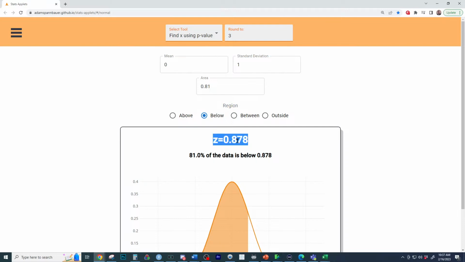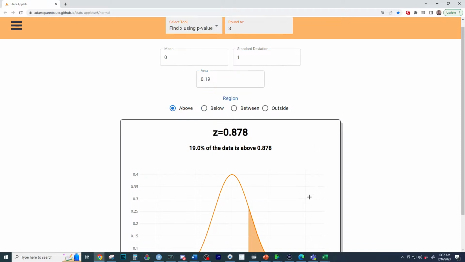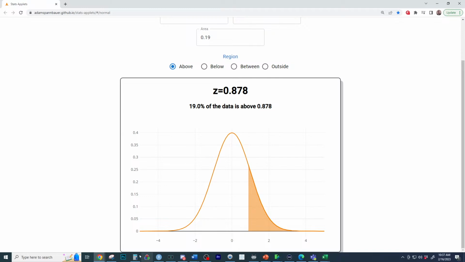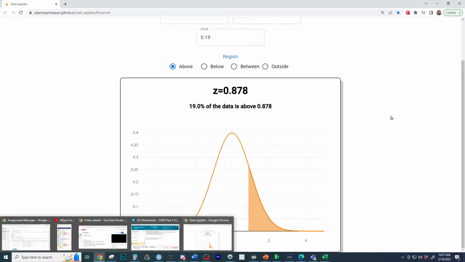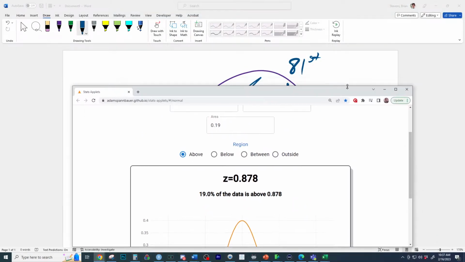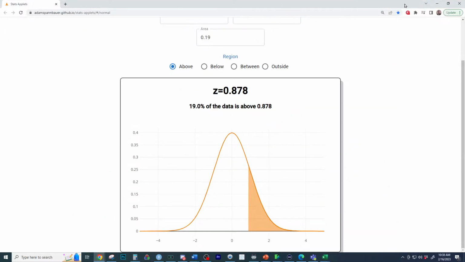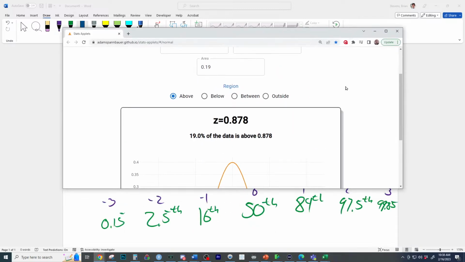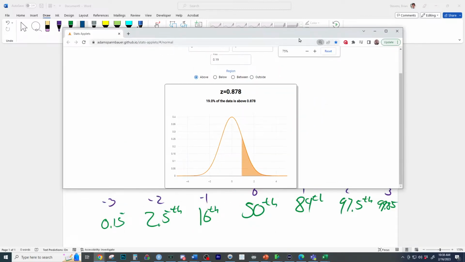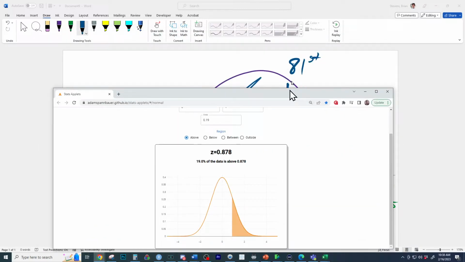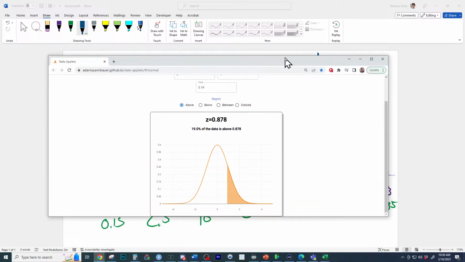But what does this z-score mean right here? This is the z-score of the 81st percentile, which is where the top 19% is at. If you remember our graphic we drew a second ago, do we still have that up here? You want to look at your graphic and be like, that's what I said it would look like. And yeah, that's what it looks like. There's my graphic. Looks the same as what I drew.